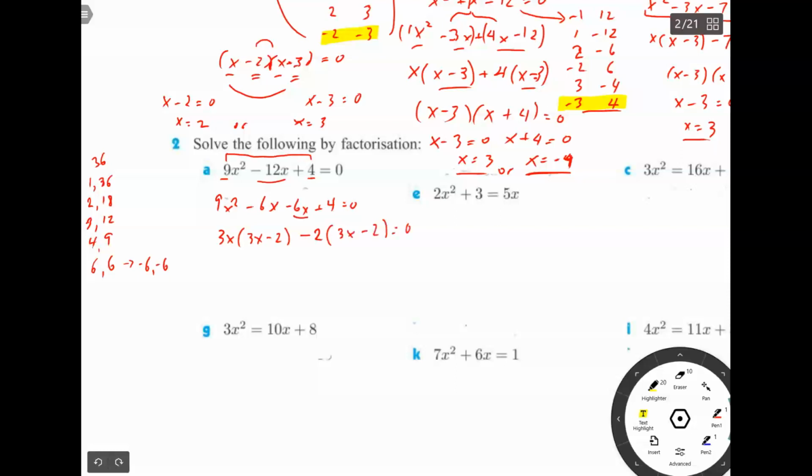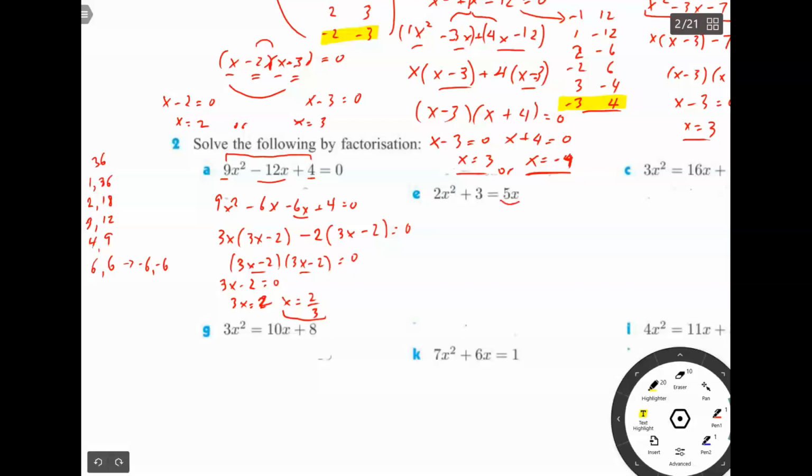And then I can see that, oh, if I factor out now a 3x minus 2 out of each term, I end up with 3x minus 2 times 3x minus 2. Two identical factors. And then I just need to check one of the factors to see what x value makes that 0. It would be x equals 2/3. That would be the solution. Okay? Let's move on to E.